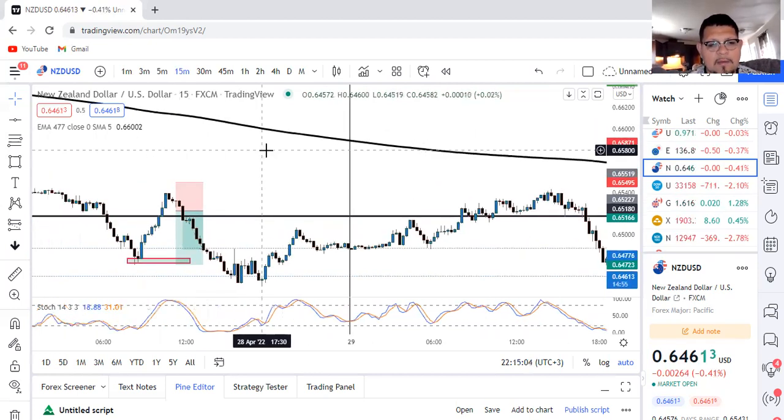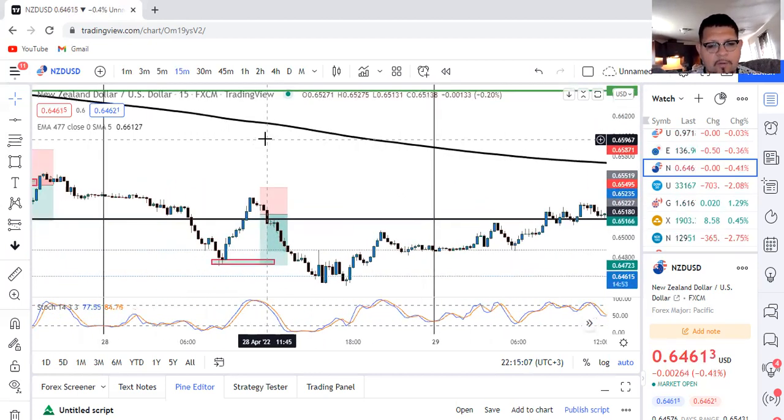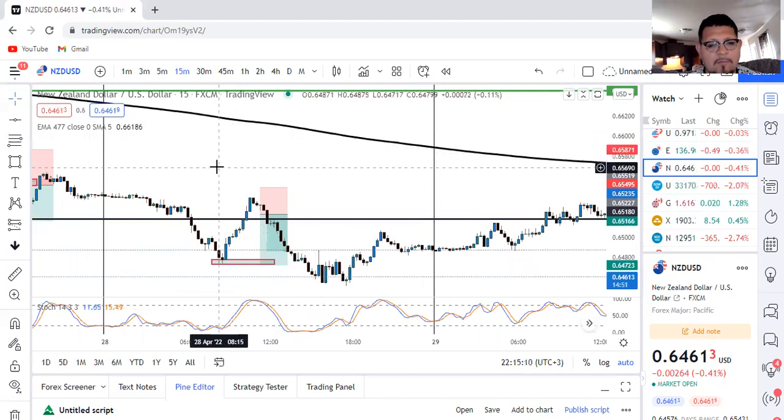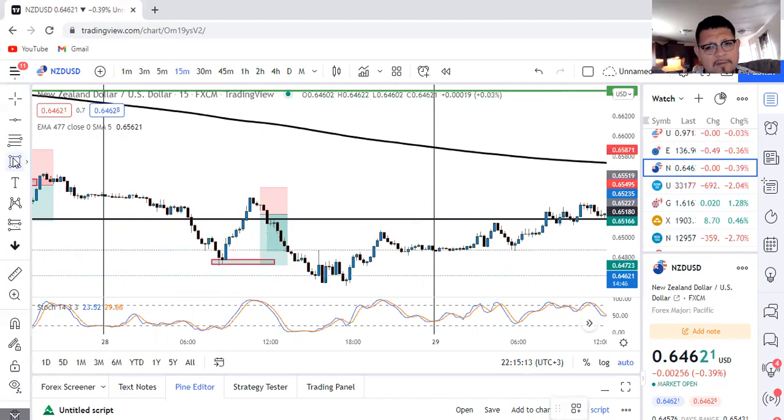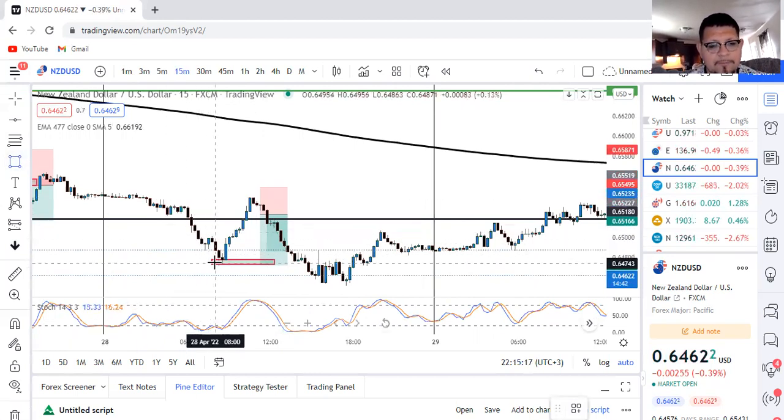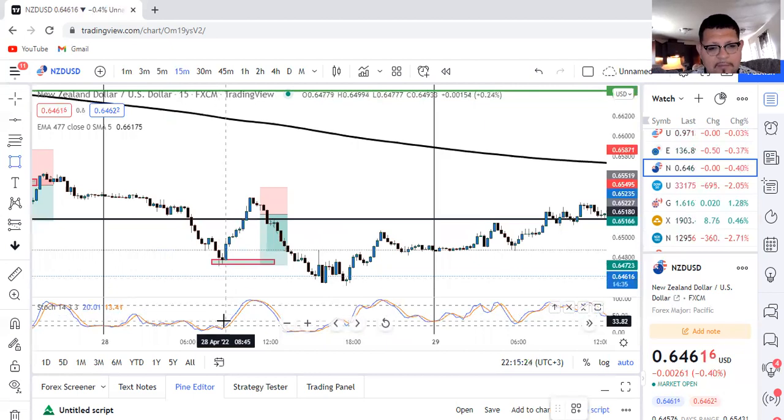All right. So why are we looking at the stochastic on the 15-minute time frame? What I'm going to do is simple. I'm going to look for the same thing. But I want to make sure that I have the stochastic crossing the 20 line, and then giving me a push up, right?